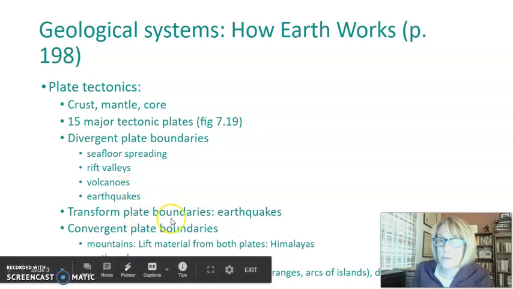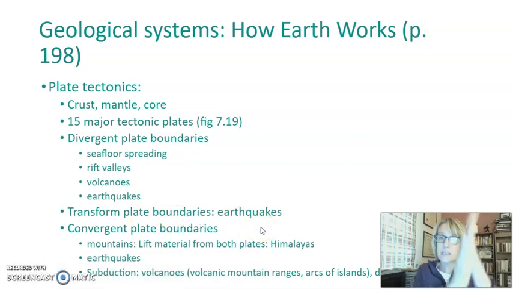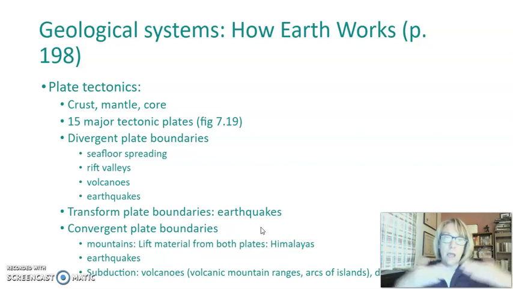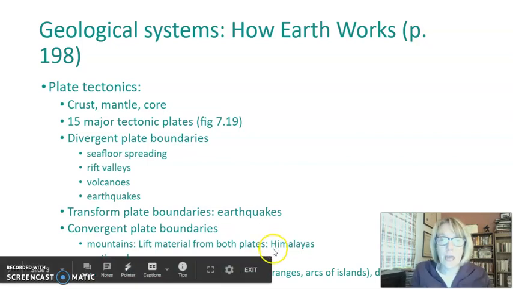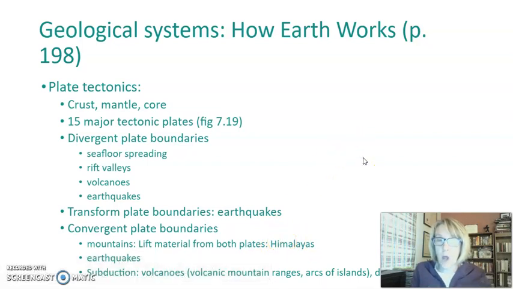Transform plate boundaries, so this is like California, is where they are sliding against each other and creating that friction. So remember, they get kind of held up, and then when they break free, you get the earthquake. And then convergent plates are pushing together. And depending on whether that's seafloor or continents, you get different things. You could get mountains like the Himalayas, or you could get those island arcs, or the deep subduction trenches where one plate is moving underneath the other one.